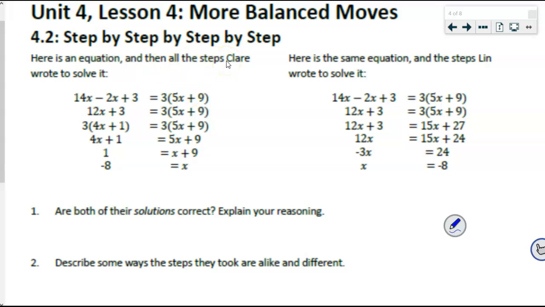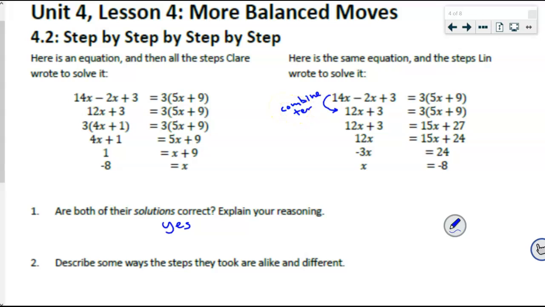What are the differences in the steps that they took? That's what I want to focus on. What are the differences in the steps? And I'm going to focus on the right-hand side because the right-hand side is the more familiar side. So let's just go through this. What is the step that they took to go from here to here? What's happening? Siley? Yep. 14x minus 2x is 12x. So they just combine like terms.